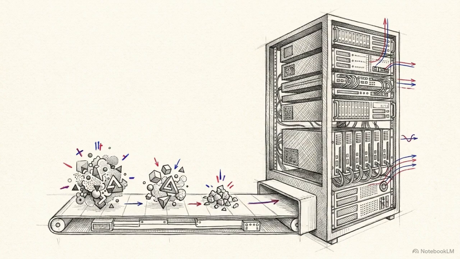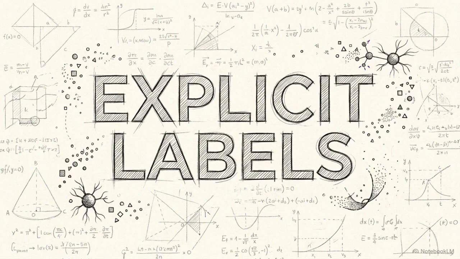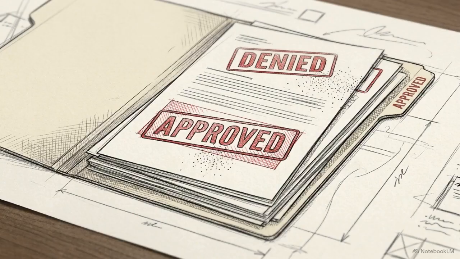At the baseline, machine learning programs utilize input data to train a model, which can then predict outcomes on data it has never seen before. The most common approach is supervised learning. This paradigm is defined strictly by its reliance on explicitly labeled historical data.